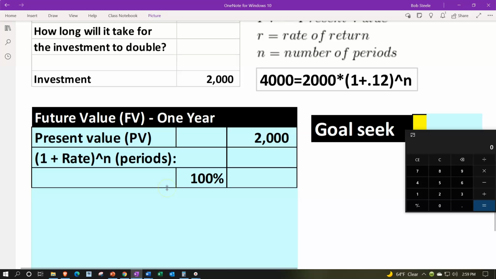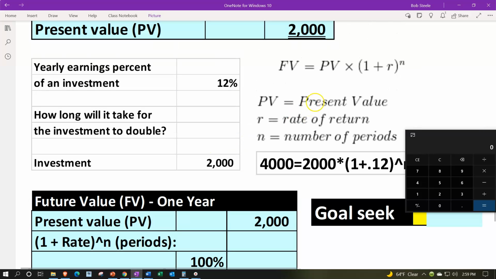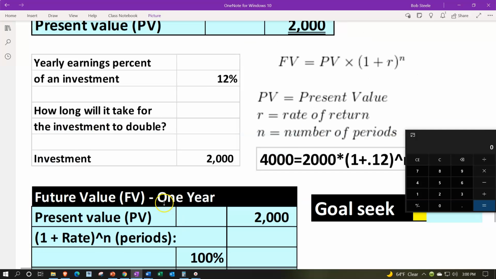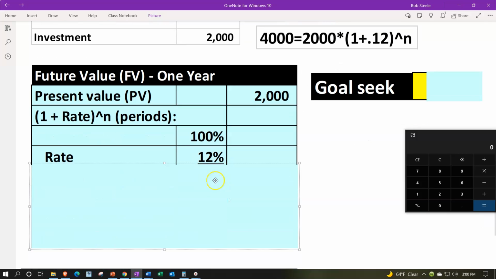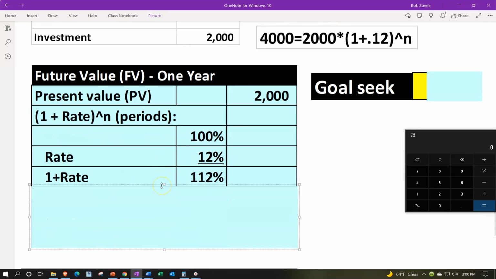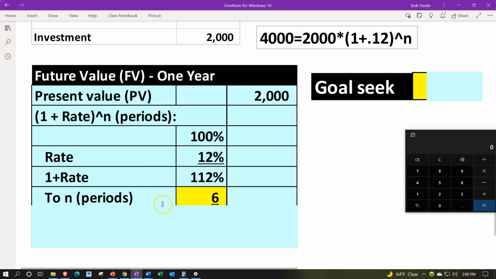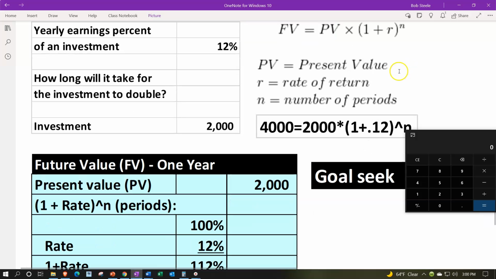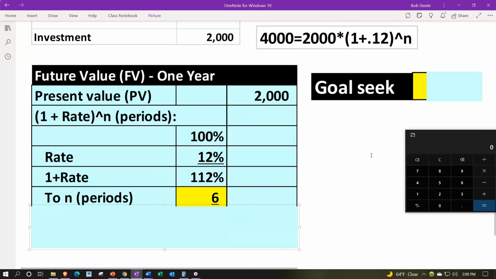So then we have the 100%, which is the 1, which could be represented as 100% or simply 1. And then we're going to add to it the rate, which could be represented as 12% or 0.12. Adding them together will give us 1.12 or 112%. We then have that to the power of n, which is the unknown. That's the number of periods.